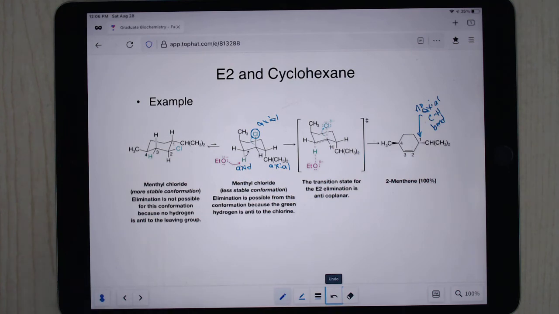Okay. So that is important. So this is why we dealt with chair structures. Okay, it's because of things like this, where the orientation of axial and equatorial and up and down can help you predict which products are going to be formed. Okay?